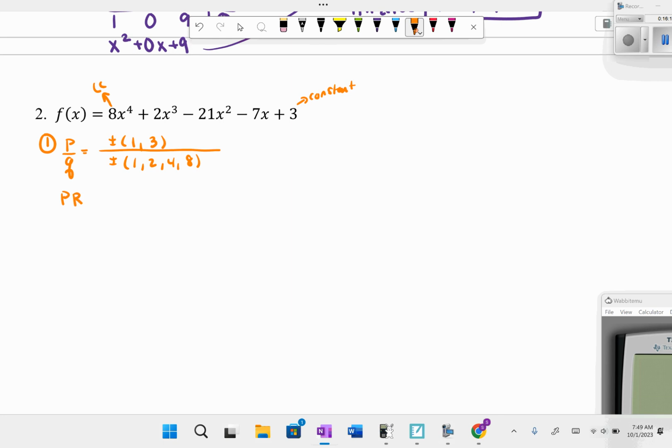So that means the possible rational roots are going to be plus or minus 1 and 3 over 1, so 1 and 3, 1 and 3 over 2, so 1/2 and 3/2, and then 1 and 3 over 4, so 1/4 and 3/4, and then 1 and 3 over 8, so 1/8 and 3/8. So these are all my possible rational roots.